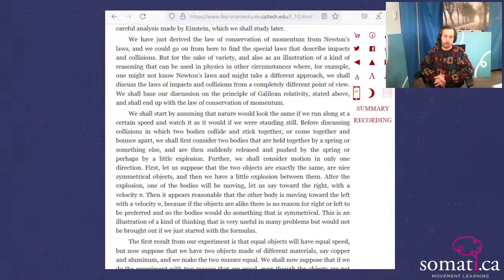Before discussing collisions in which two bodies collide and stick together, or come together and bounce apart, we shall first consider two bodies that are held together by a spring or something else, and are then suddenly released and pushed by the spring or perhaps by a little explosion. So in one dimension first, the two objects are symmetrical, and then there's a little burst, a little explosion between them, so that one body is moving to the right. It appears reasonable that the other body is moving towards the left with the same velocity, because the objects are identical, and so we probably do something symmetrical.